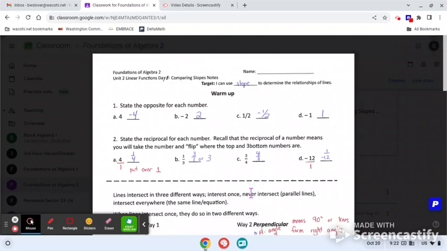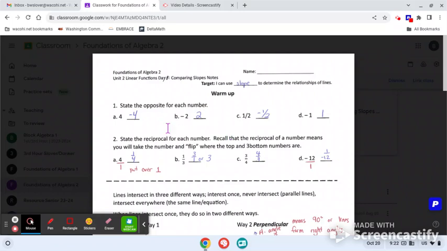Today we're going to talk about slopes and we're going to compare them. Previously we saw slopes earlier in this unit. We talked about slope being rise over run and how to graph it, and now we're going to compare two different slopes to see what type of lines we have. We're going to warm up first with some questions.